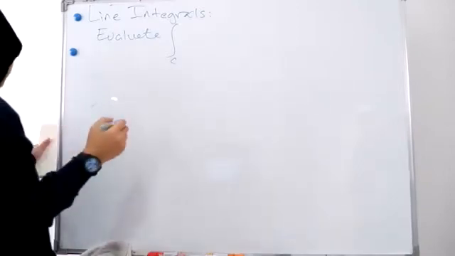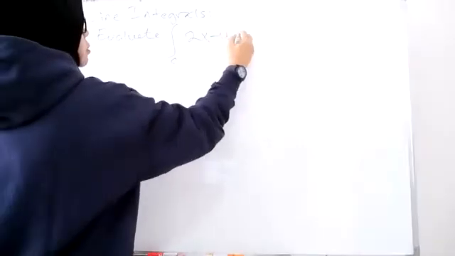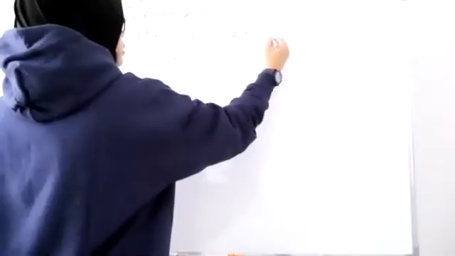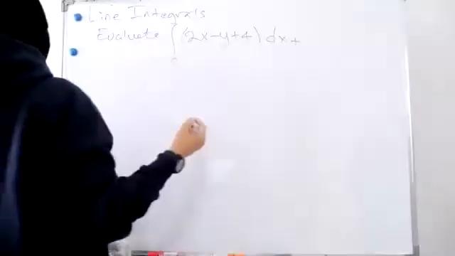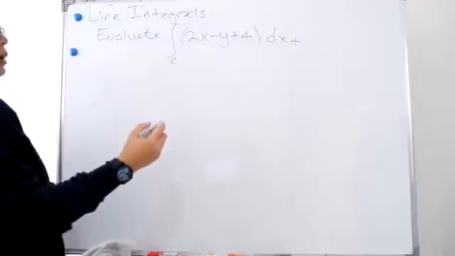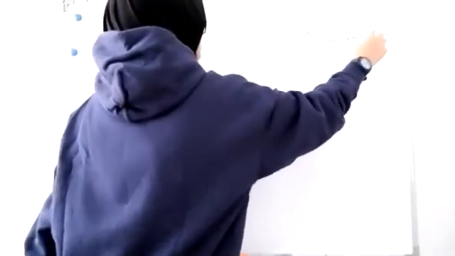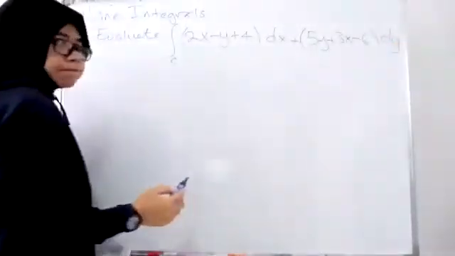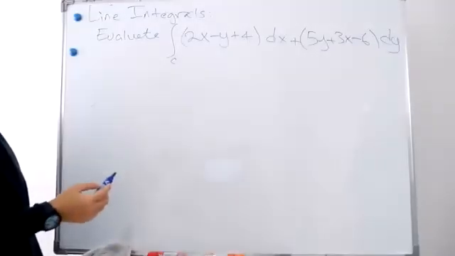Line integral of (2x minus y plus 4) dx plus (5y plus 3x minus 6) dx. No, dy. Okay. So let's see.